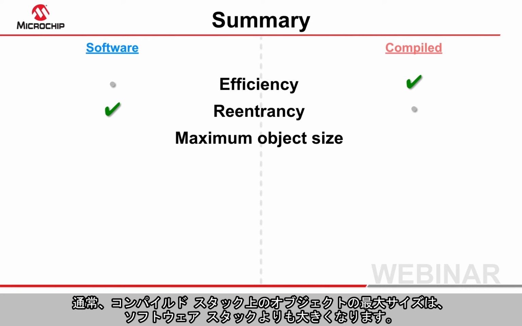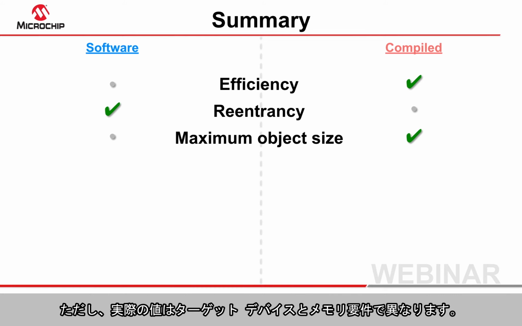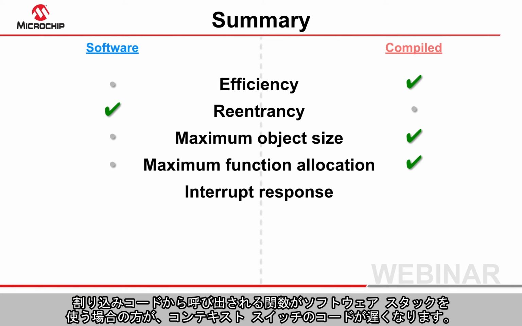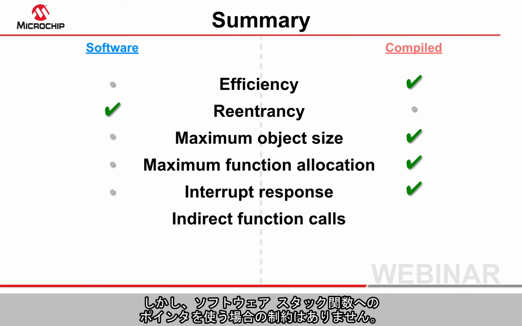A single object on the compiled stack can typically be larger than an object on a software stack, although the exact limits are dependent on the target device and memory requirements of your program. The maximum total allocation of local objects to the stack by one function is also larger when using a compiled stack. If any functions called from interrupt code use the software stack, the context switch code could be slower, but there are no restrictions when using pointers to software stack functions.